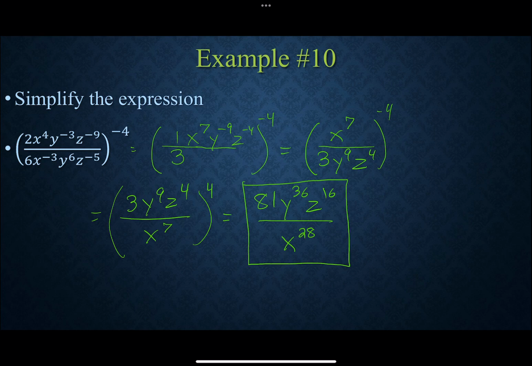Hopefully that was a nice little review for you from your exponents back in pre-algebra and algebra 1. We're going to need to use the exponents because we're going to talk about graphing exponential functions, and we're going to talk about solving exponential equations later on. So I'll see everyone next time for those concepts.